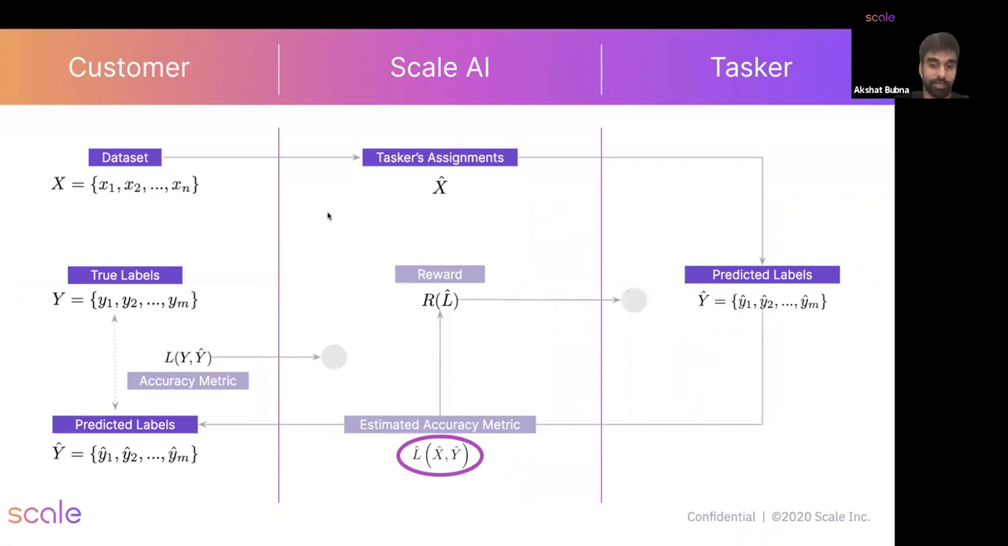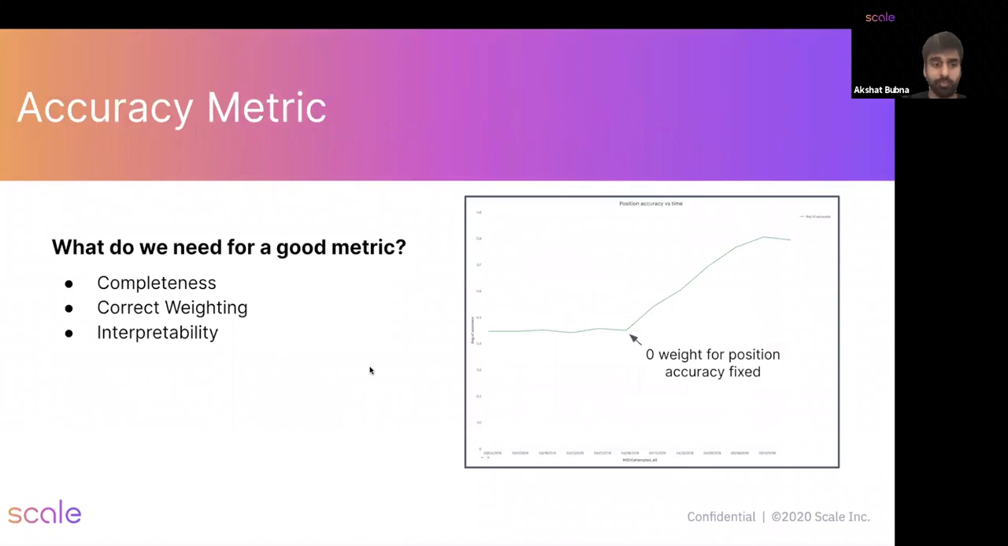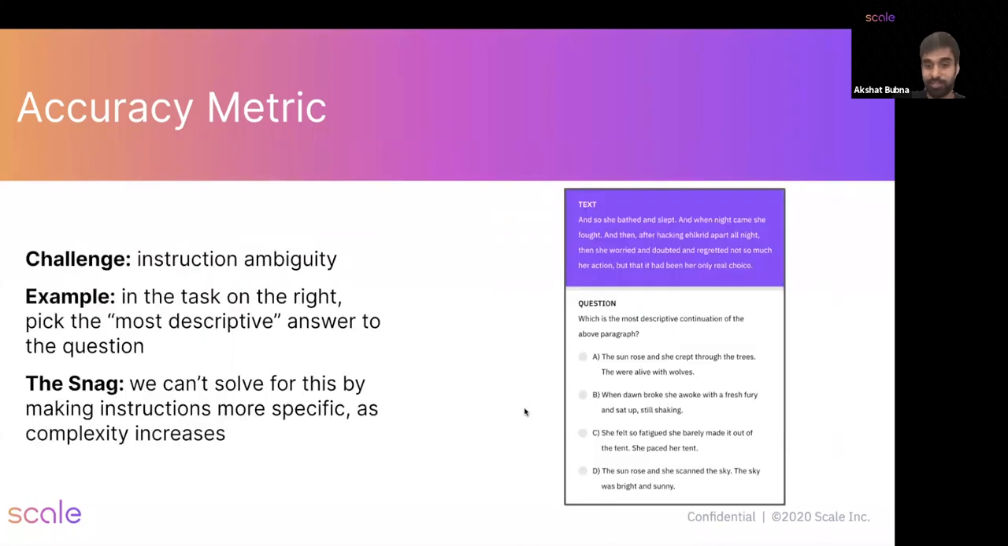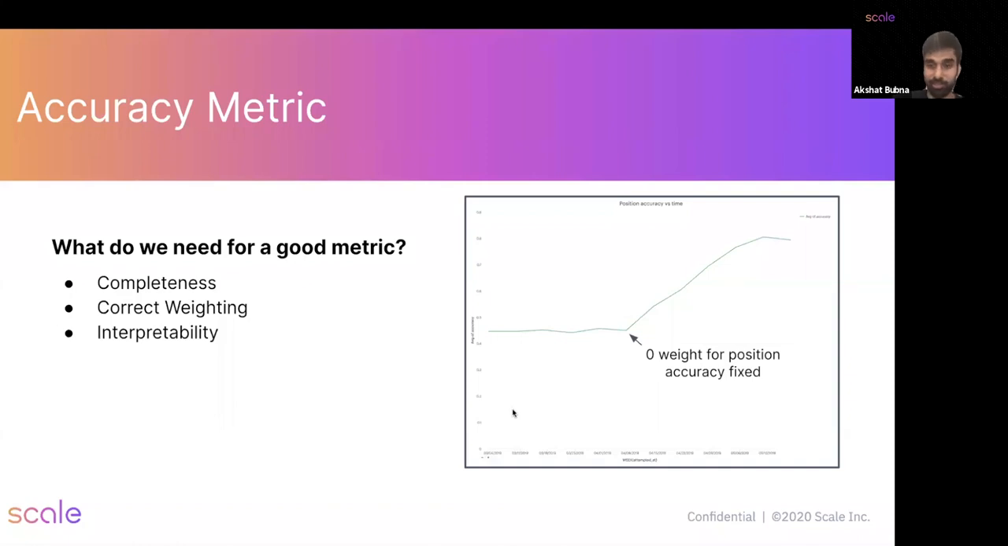So now that we have that, how do we actually use these assignments once they're done to construct an accuracy metric? And that brings us to what actually is a good metric. It needs to have a few different properties. It needs to be complete. That means that it has to have a term for everything the customer cares about or that we want high accuracy on. Again, this has been validated empirically a number of different ways.